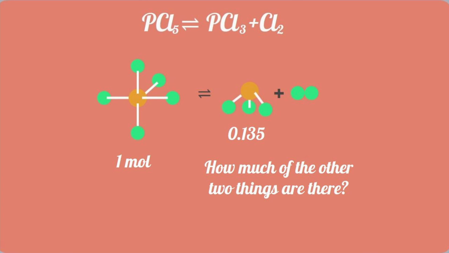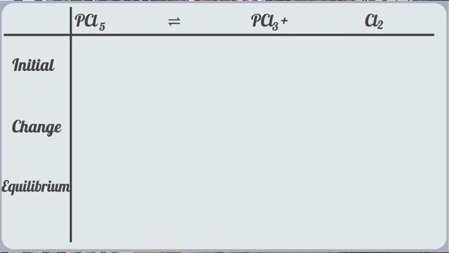To answer this, we have to make an ice box. No, not the ice boxes you are thinking of. No, this ice here is a portmanteau of initial change equilibrium. So let's make an ice box here.